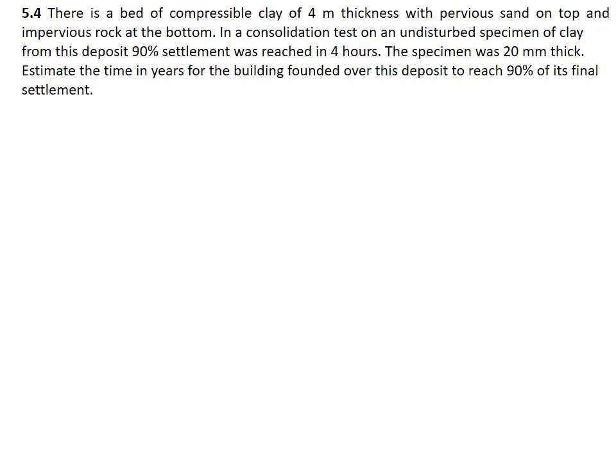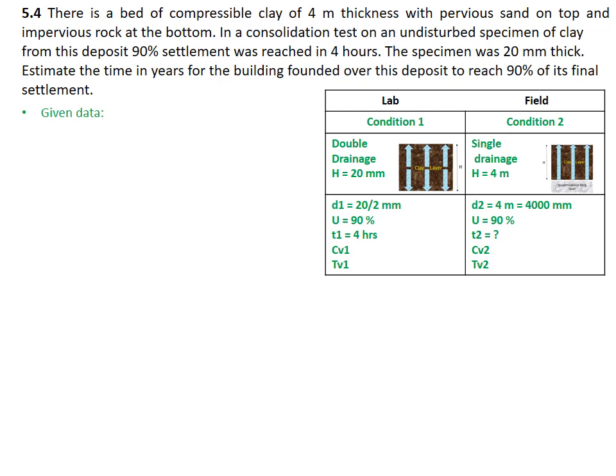Now from this data, we have to estimate the time in years for the settlement of the same soil when it will reach the same 90% of its settlement. So now, writing the given data, if possible, try to write the data in a tabular form so the things will be very clear to you. As you see, we have two conditions here. The first is the lab data and the second is the field data. So we'll call the lab condition 1, and the field condition 2.